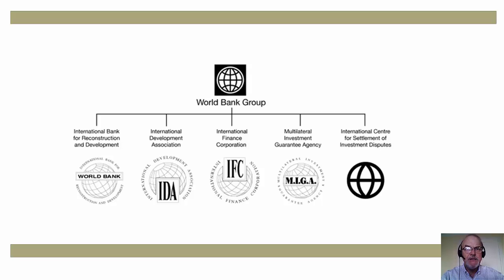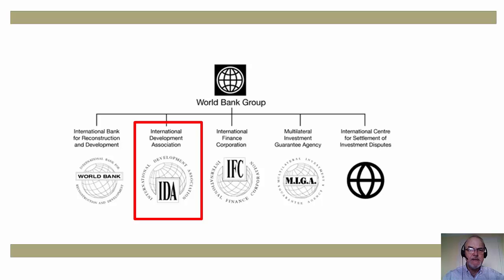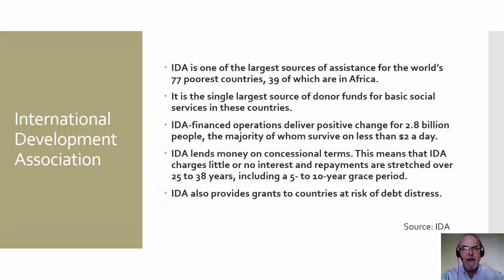Obviously, the International Bank for Reconstruction and Development is the biggest portion of the World Bank in terms of its own resources. But we're going to be focusing today on the International Development Association, because this is the part of the World Bank that deals with the poorest countries. So, what is the IDA? It provides the largest source of assistance for the world's 77 poorest countries, 39 of which are in Africa. It's the single largest source of donor funds for basic social services in these countries.